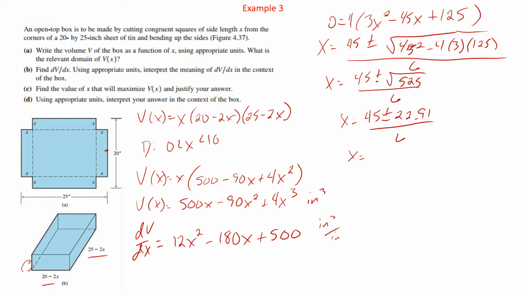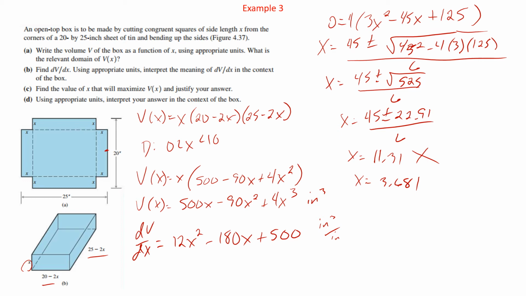So we have 45 plus 22.91 divided by 6 gives us 11.31, which is bad news because that's outside of the domain. And then we have 45 minus 22.91 divided by 6 is 3.681. And that one's inside. So that has a possibility.